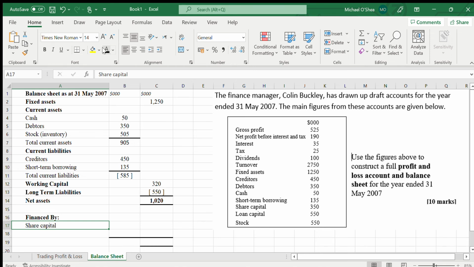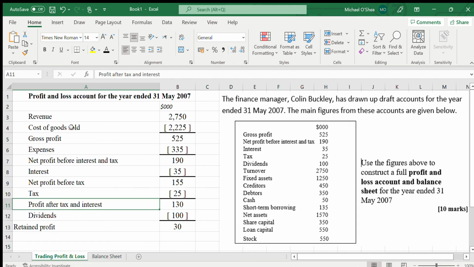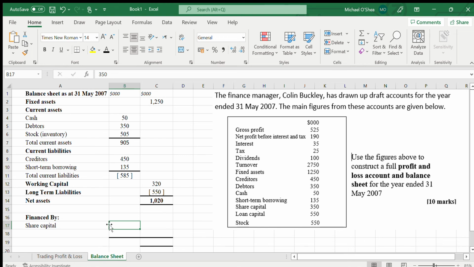Drawings is if the owners take money back from the business, which is the opposite of capital. The first thing we see here is share capital. We're given it's 350. So you just put that figure in. You're not actually given anything else to put in here. Again, just like we had seen for this top section, sometimes they didn't give us figures and they just gave us the bottom figure and we have to work out the difference.